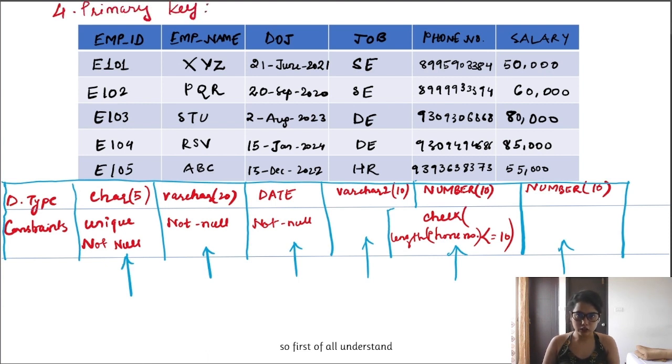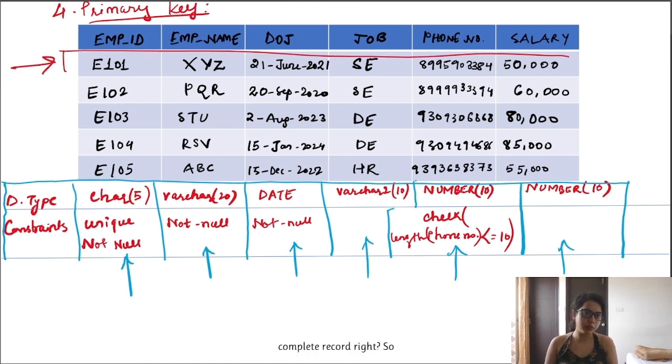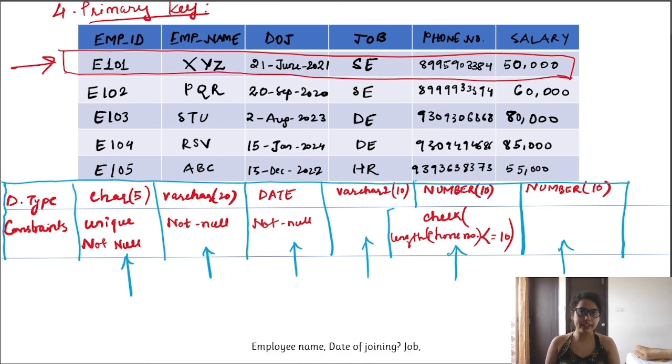Okay, so first of all, understand which column you want to make a primary key. Okay, so what is primary key? Any column in your data, which is in your table, which uniquely identifies the complete record. Okay, this is a complete record, right? So which column from employee ID, employee name, date of joining, job, phone number, salary, which column uniquely identifies this complete record? For me, it would be employee ID, right?